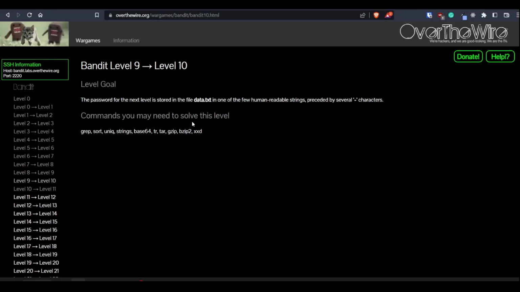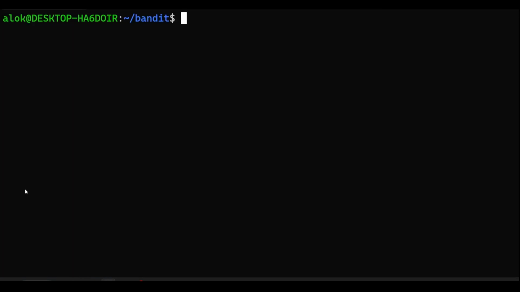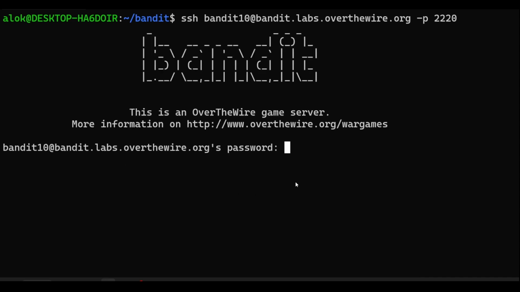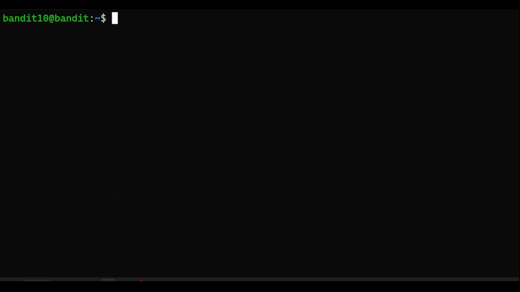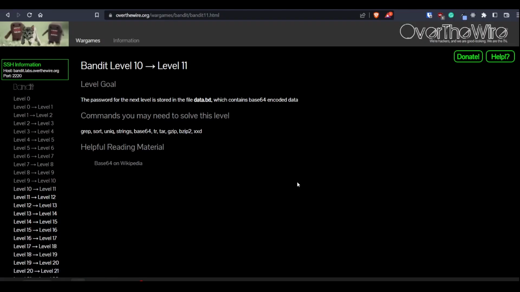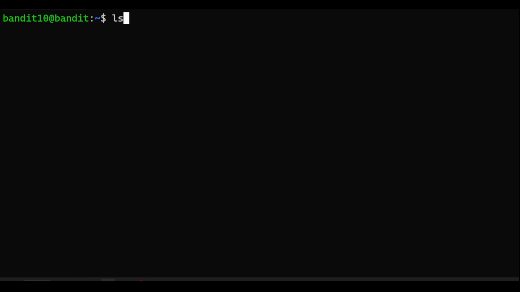Okay, so again, back to it. It was too easy, guys. Too easy. Okay, so SSH. Okay, I can do this. I got this, guys. So on to the next level now. The password to the next level is stored in a file called data.txt, which contains base 64 encoded data. Okay, fine.